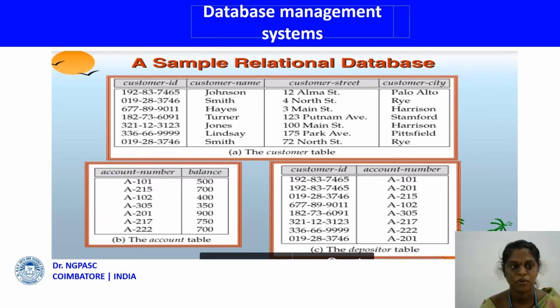It has four attributes: customer ID, customer name, customer street, and customer city. Here, each and every record is called a tuple, and each and every column is called an attribute, and the table name is customer table. So the table name is customer, and we are making some relations between this customer table, account table, and deposit table.